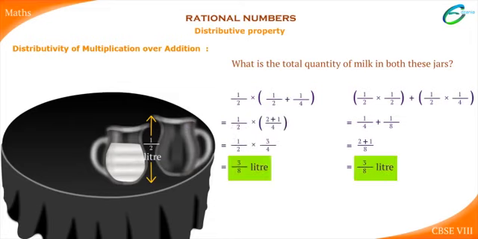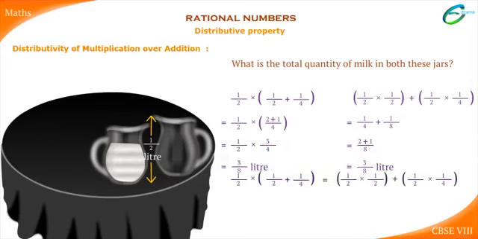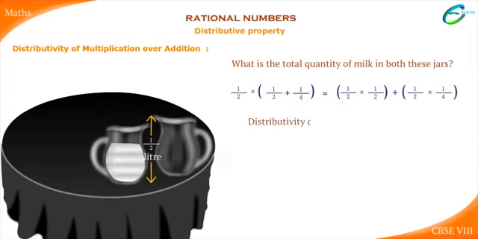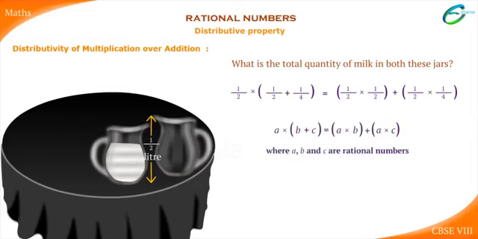As you can see, the results are the same in both the cases. With these two methods, it is clear that the distributivity of multiplication over addition is true for rational numbers too. Thus, we can say that distributivity of multiplication over addition holds good for rational numbers.